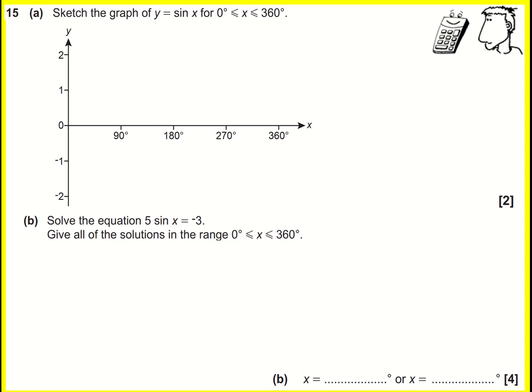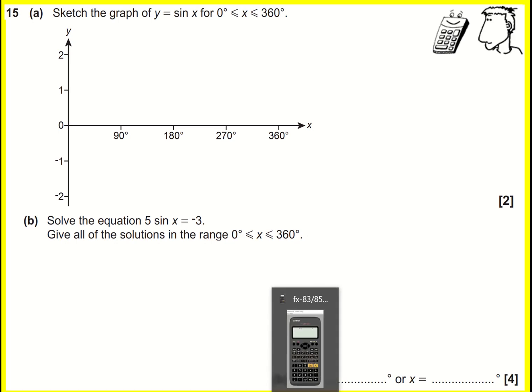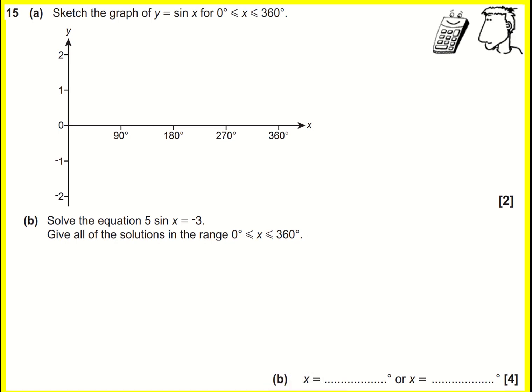Sketch the graph of y equals sine x from 0 to 360. Well, this is a calculator question, so if you had no idea how to do this, then you could substitute some values in for x, and that might just help you remember it. I would strongly advise you just learn this graph. It's such an important function.